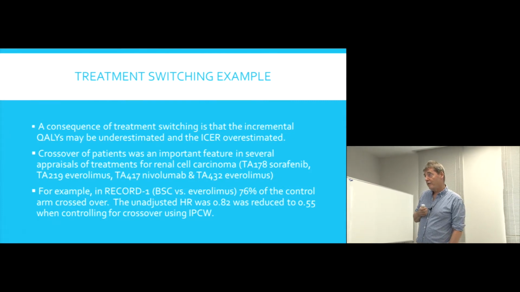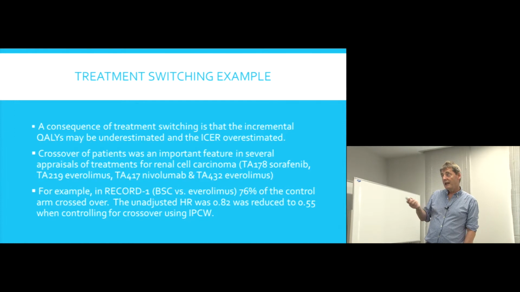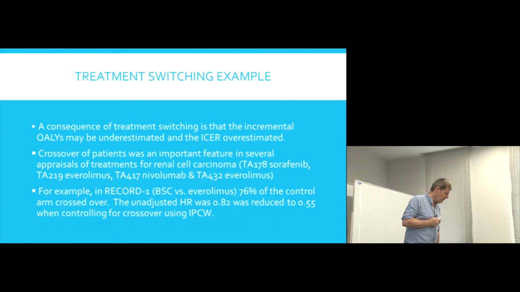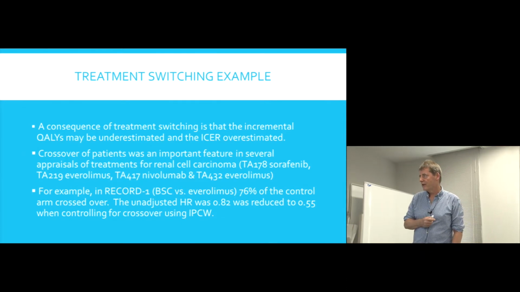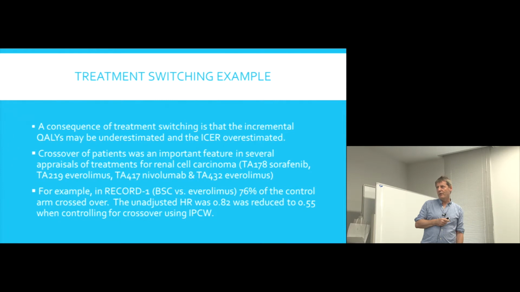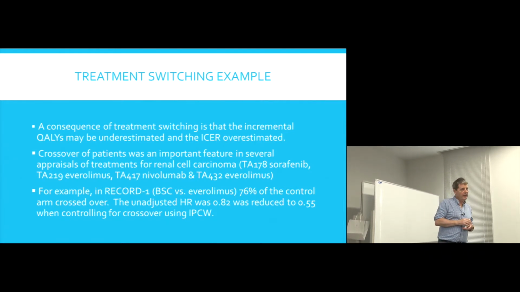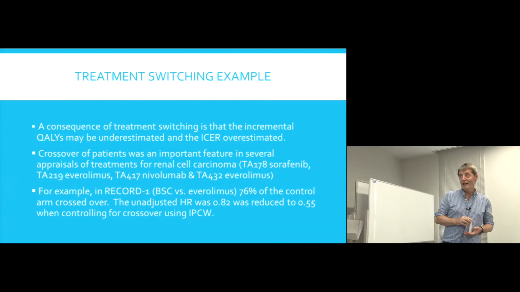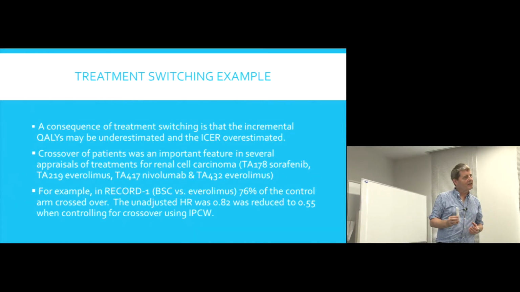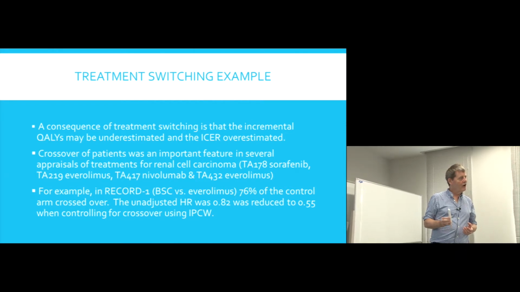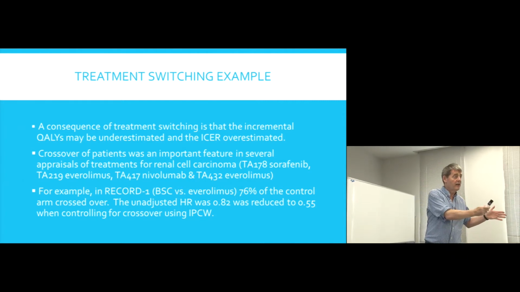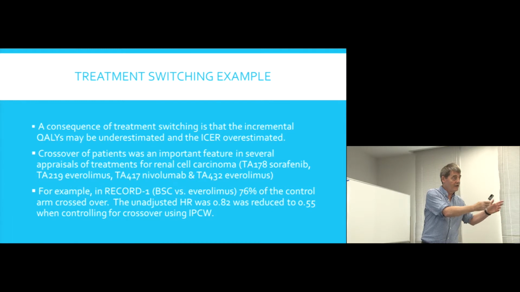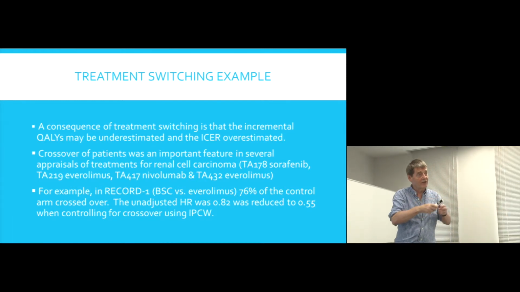So as an example of crossover of patients or treatment switching, it's been quite common in some of the trials for renal cell carcinoma: sorafenib, everolimus, nivolumab, and another everolimus appraisal. For example, there's a trial that compares everolimus with best supportive care. It's called the Record 1 trial. And 76%, 3/4, of the control arm crossed over. In other words, they were randomized to best supportive care, but during the trial, they switched to everolimus.